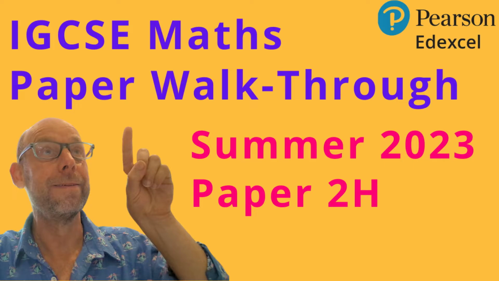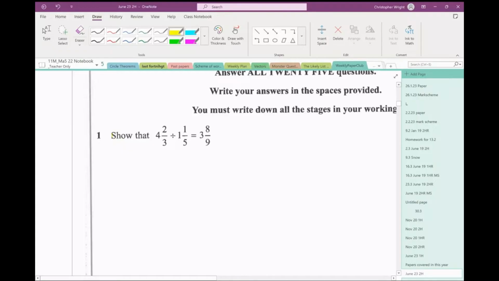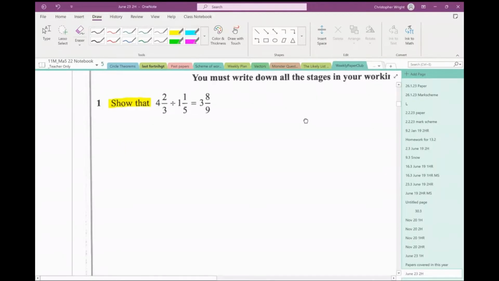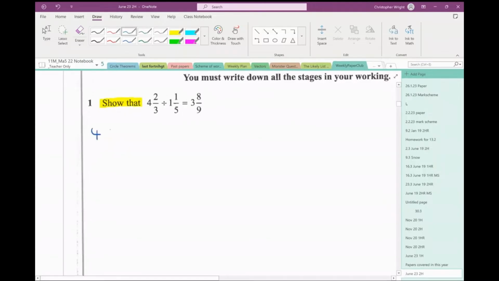Let's get on with the maths. Show that this is true. So I'm going to start with the division on the left. I'm going to work out its answer and show that its answer is 3 8/9.